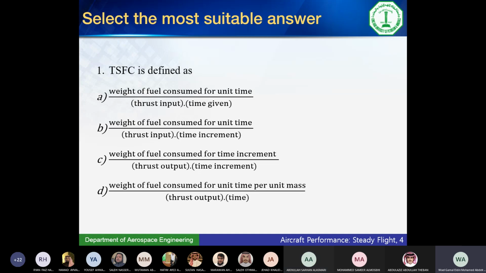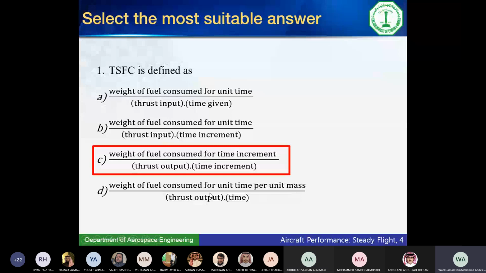What's the equation? Yeah, it's the weight of the fuel consumed divided by the thrust output, and the only output here is C. Oh no, there's D, but D has units per mass, which is not correct. Unit per mass here is just a confusion.